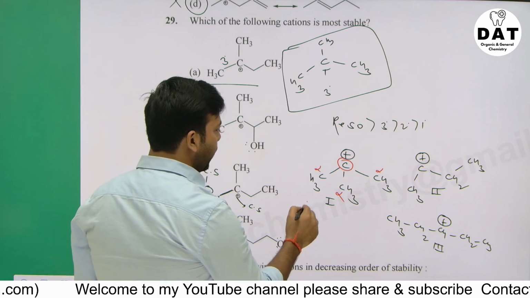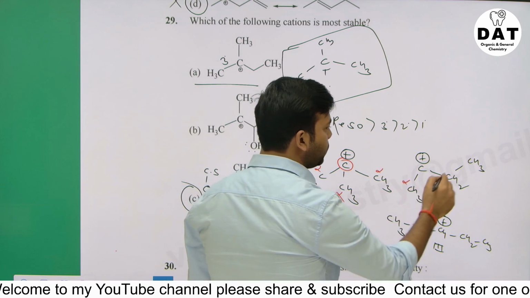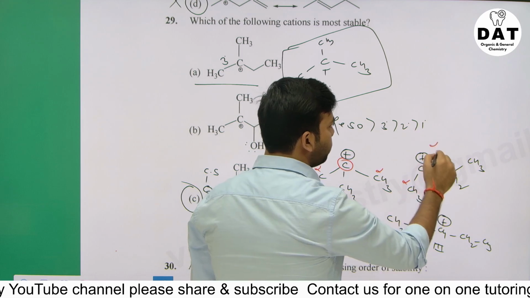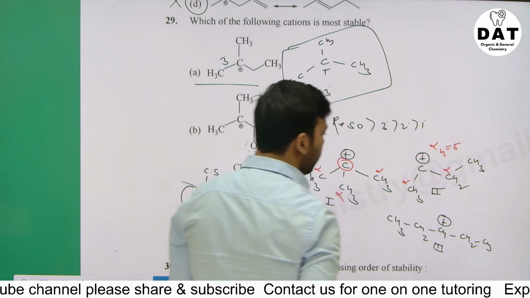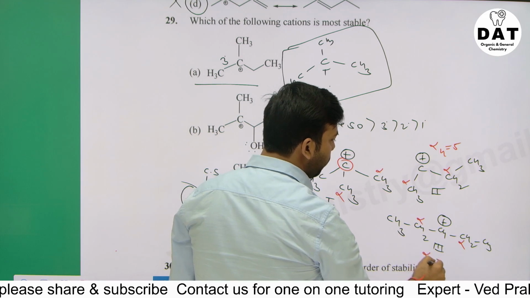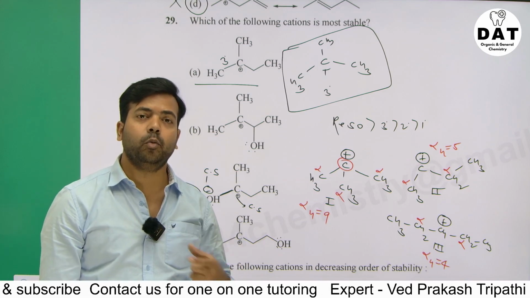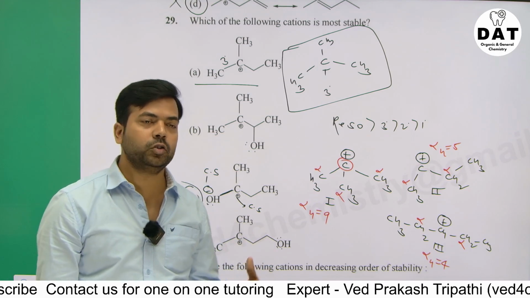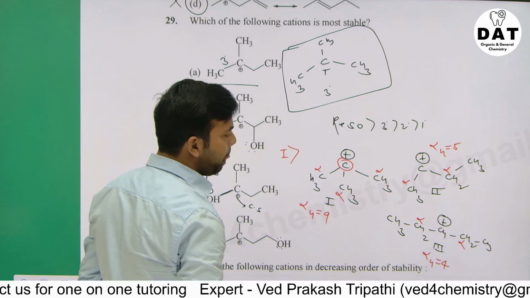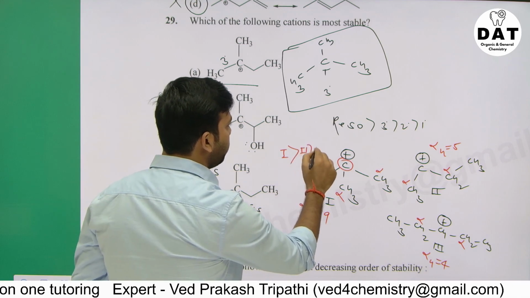So the first has 9 alpha hydrogens. Second, how many alpha carbons? This and this only, because this is directly bonded with the carbocation. And how many alpha H here? 5. And what about here? This is alpha. So here alpha H is just 4. Clear? So the simple thing is that the more the alpha hydrogens, the more the stability, and that is called hyperconjugation. So the stability order will be the first, and then the second, and then the third one.